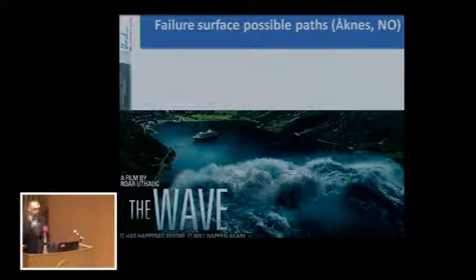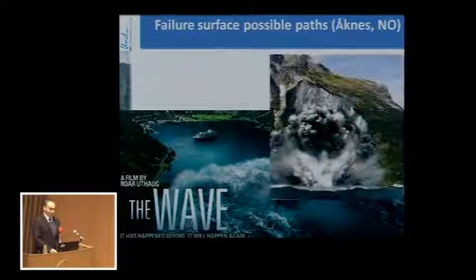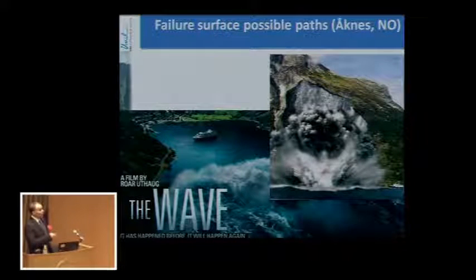Now we will move to how we can analyze failure surfaces. Maybe you know about the Åknes landslide. This is a movie about this landslide that has been done in Norway. This is a very famous place in Norway. This is Geiranger, where a tsunami can occur because of this landslide. This is the Åknes landslide in Norway, and this is the viewpoint of the landslide falling in the fjord.